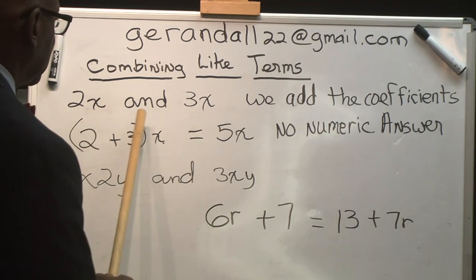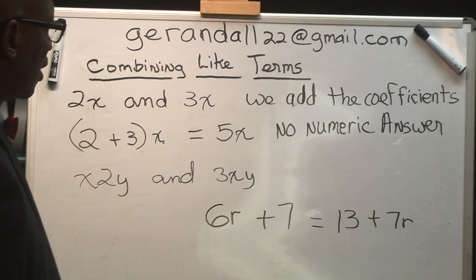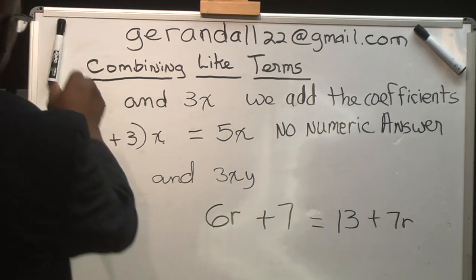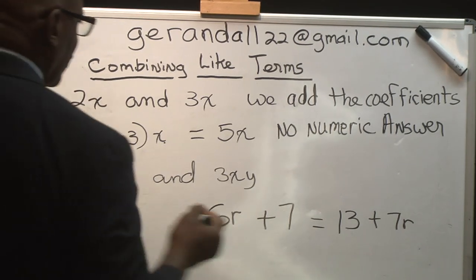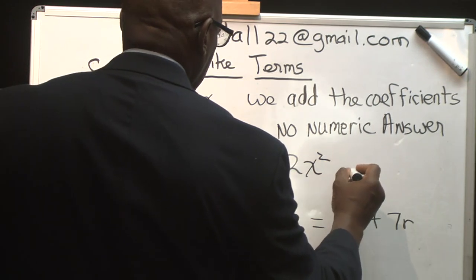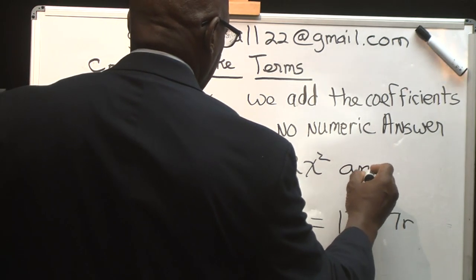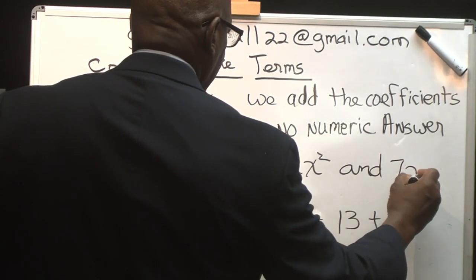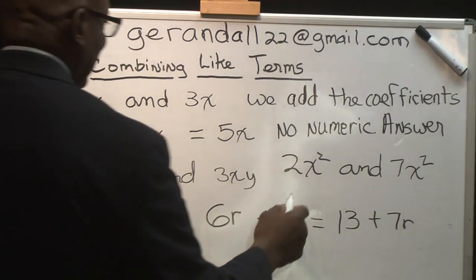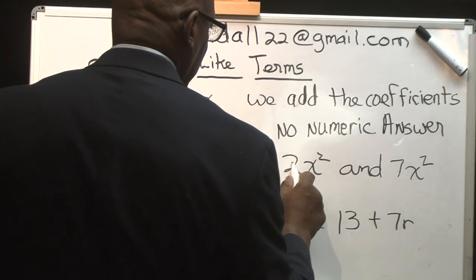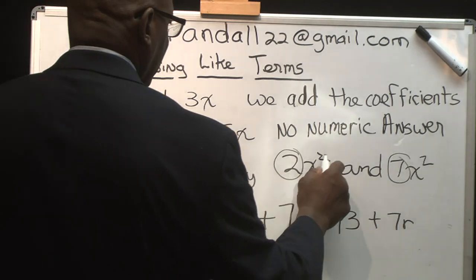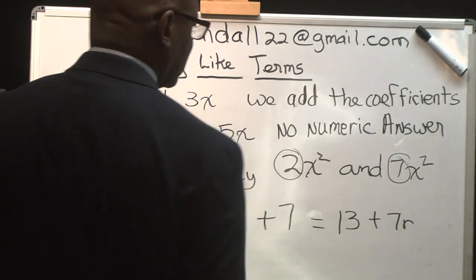Anyway, again, combining like terms, and what we're looking at today is what's called 2x and 3x. Okay, those are terms. They could also look like this: 2x squared and 7x squared. Those would be like terms because we have coefficients of 2 and 7, and then the x is taken to the second power in both cases.